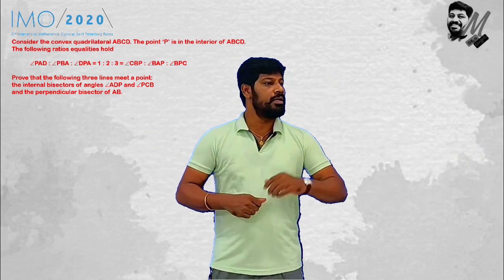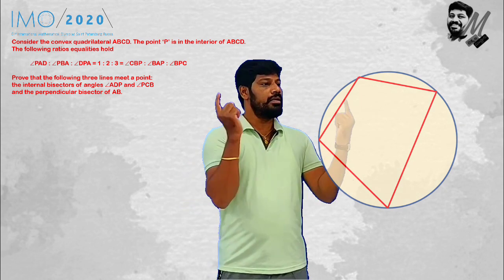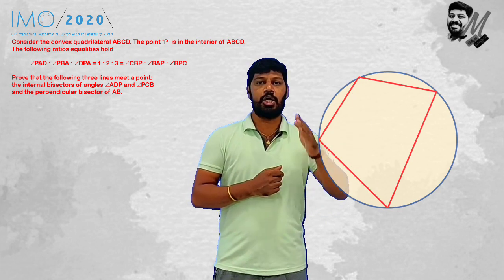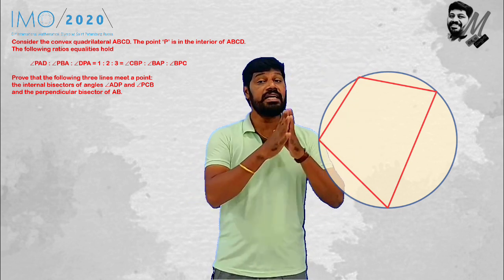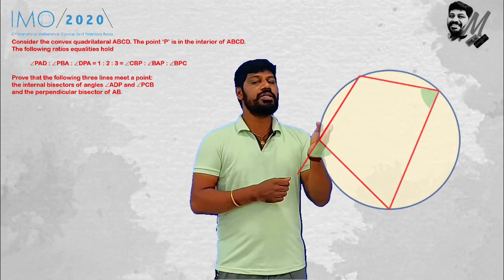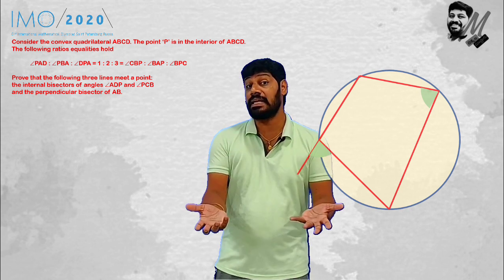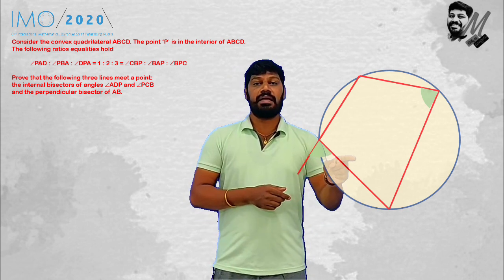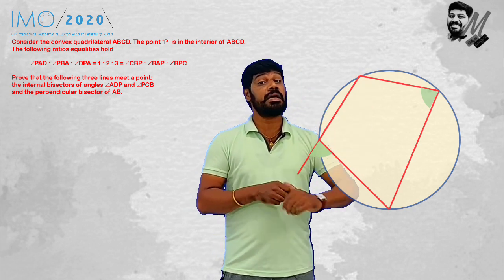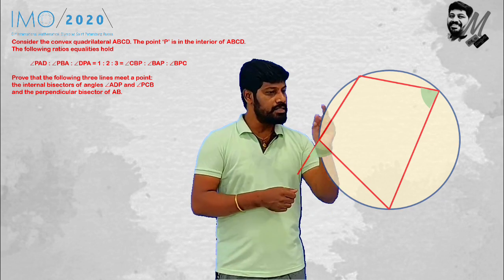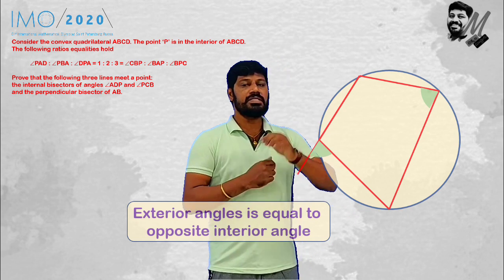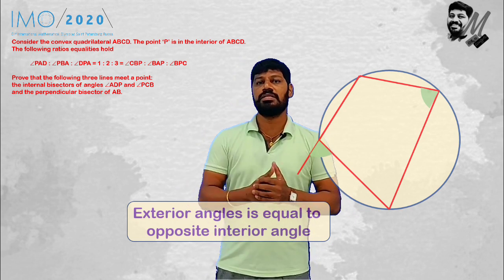Coming to the second one, suppose instead of a triangle, let us consider this quadrilateral. As all the vertices are on the circle, you can say this is a cyclic quadrilateral. For a cyclic quadrilateral, if you extend any side, you can see clearly one angle which is called the exterior angle. In this particular case, the exterior angle is equal to the opposite interior angle, but in a triangle, the exterior angle is equal to the sum of the opposite interior angles. But here, the exterior angle is equal to the opposite interior angle. So this is the second concept we have to use in this solution.